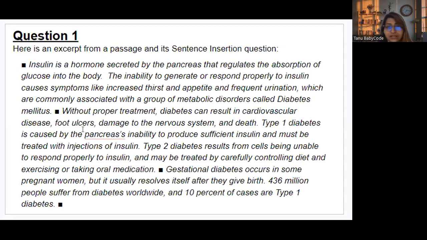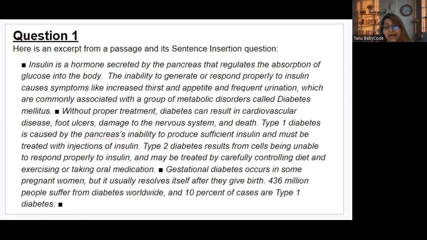No. Here also, you cannot add type 1 diabetes because he's mentioning it here. So you can't write it here. See the third one: he's talking about type 1 diabetes here, type 2 diabetes, and then gestational diabetes. So the third one also is not the correct fit. See the fourth one: he's talking about 10% of cases being type 1 diabetes.